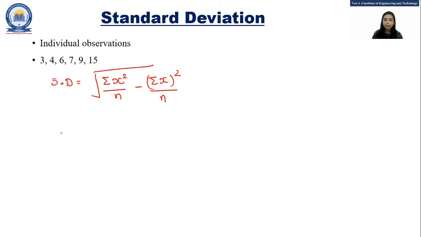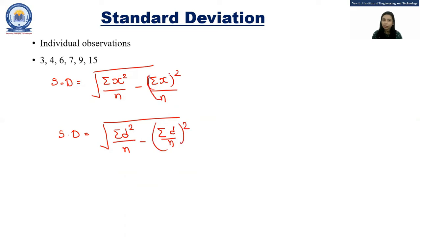And another method is the assumed mean method. That is under root of sigma d squared divided by n minus sigma d divided by n whole square. And over here also, sigma x divided by n whole square is nothing but the x bar square. Now d is equal to x minus a, where a is the assumed mean.